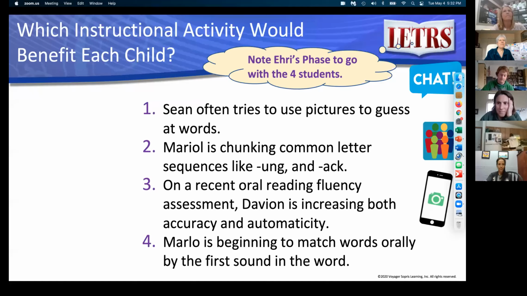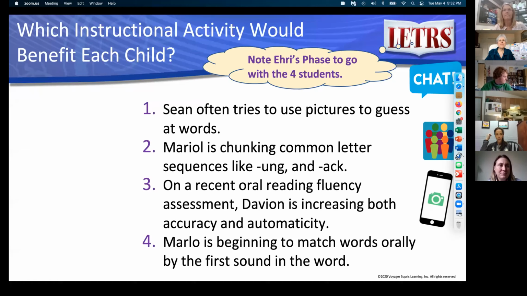All right, we got everyone back. You didn't run away. So did everyone hopefully get through? So who wants to perhaps share with me this first one? Sean often tries to use pictures to guess at words. So what was?